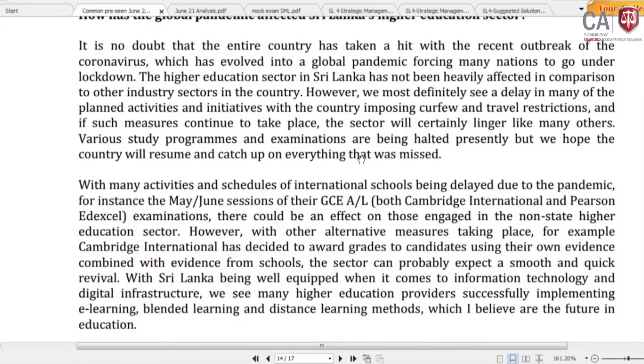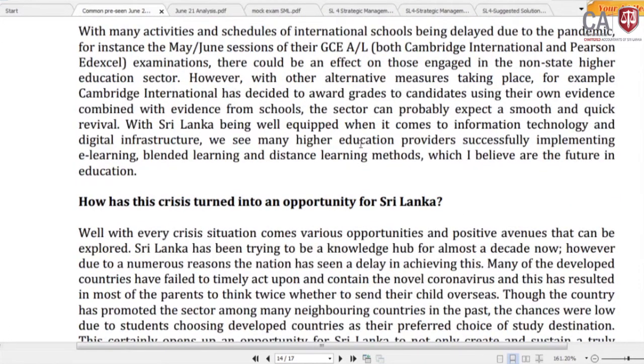At that time it was expected those would resume very soon, but what happened is new technology like Zoom and Microsoft Teams was used, and universities started lecturing to students. Then many activities and schedules in schools were delayed due to the pandemic. For example, Cambridge A level was affected, right. So what Cambridge decided is to give grades to the students based on the education they have obtained from the school, without asking students to write the exam, right.